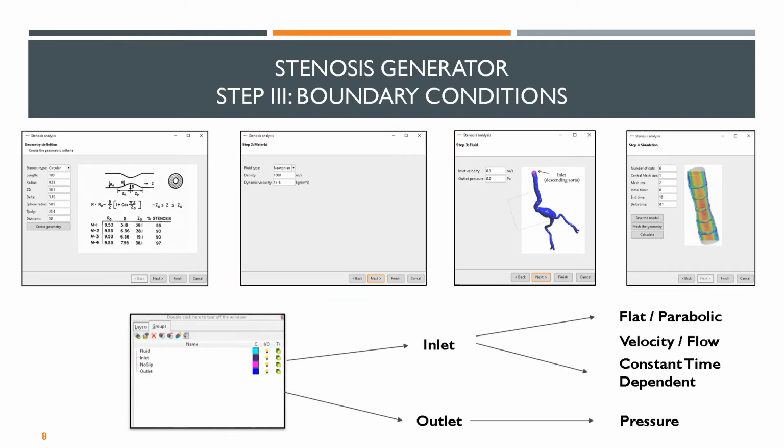After assigning the material properties, we have to define the boundary conditions for our model. Related to the inlet, we can define a parabolic or flat profile, and constant or time-dependent inlet, for example, if we want to set a cardiac pulse. These conditions are also directly assigned to the entities created previously.